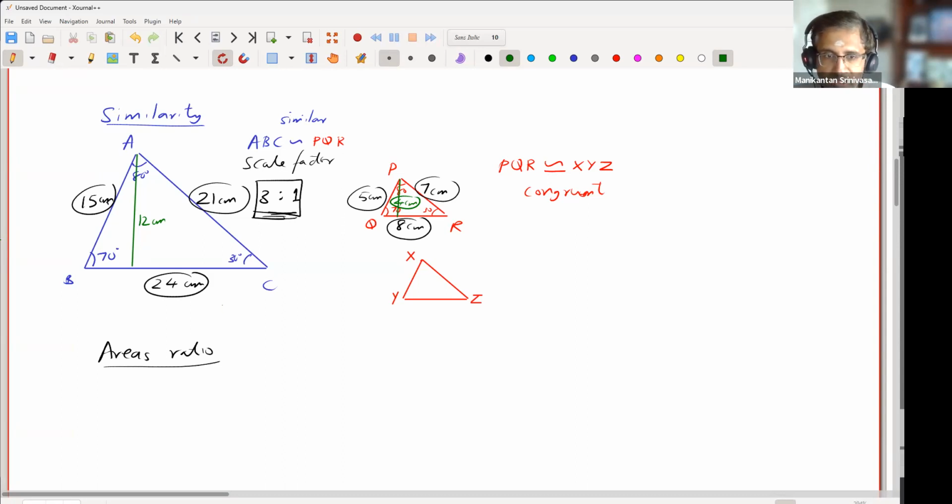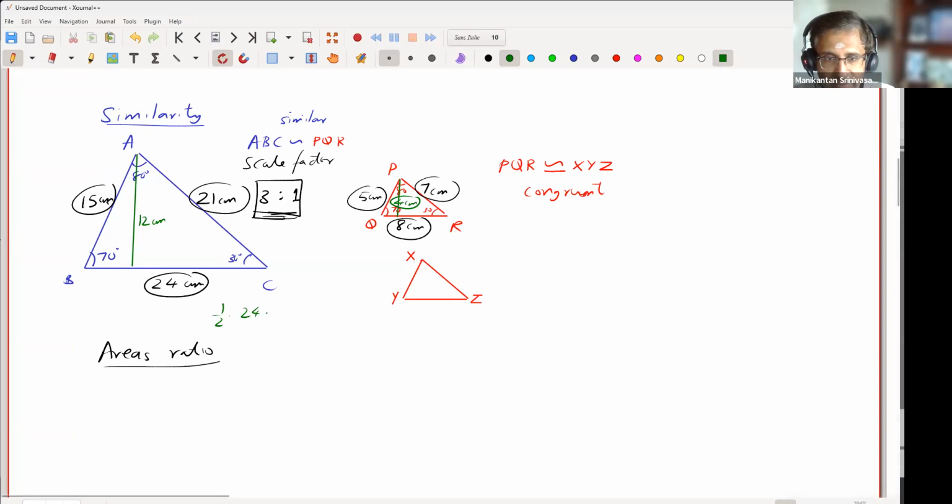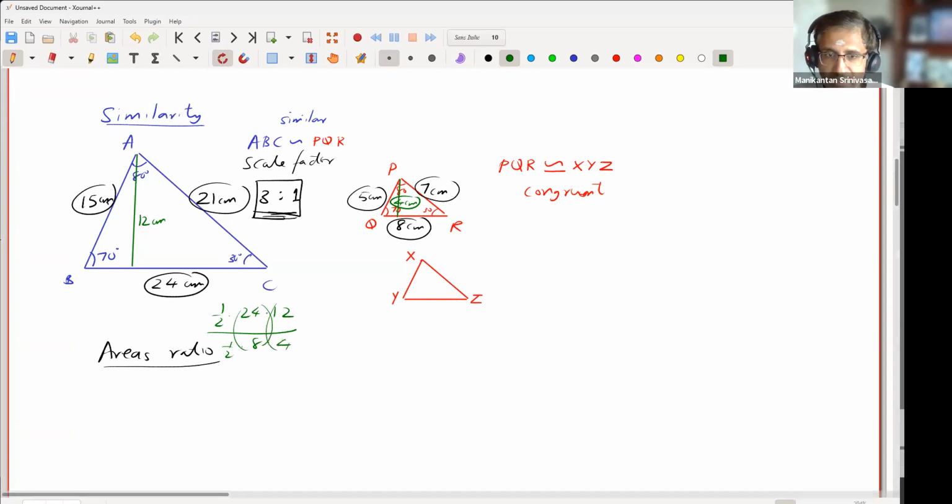So the area of this one will be half into base into height. Here it will be half into base into height. I don't need to know the numerical value of any of them. In this case, I've given an example. But as long as you know the scale factor is 3, every one of them will get cancelled as a 3 and a 3. Right? And the half will also get cancelled. So it will be essentially the ratio, the scale factor whole square. So ratio of areas would be the scale factor square.